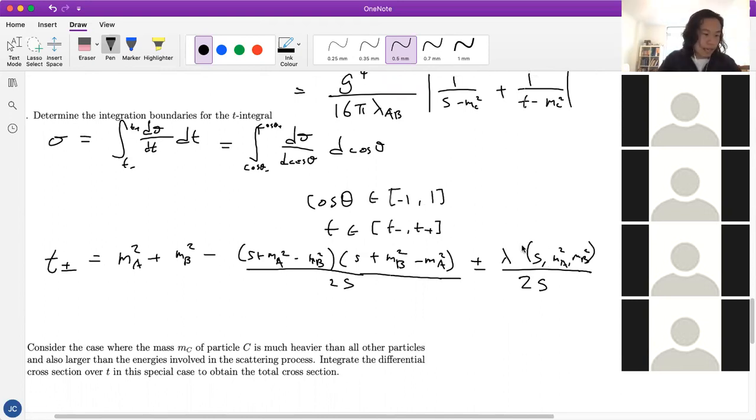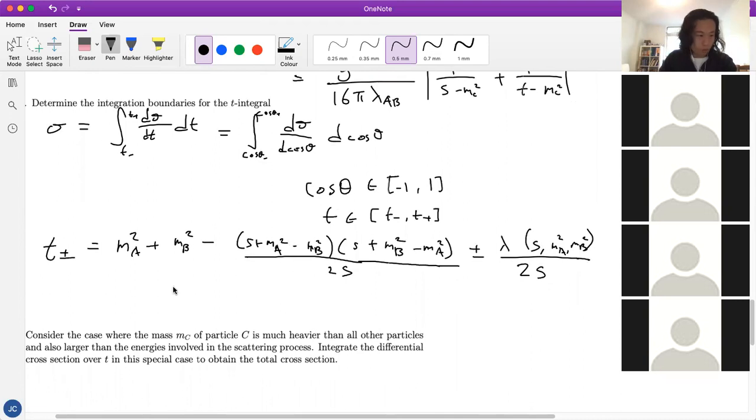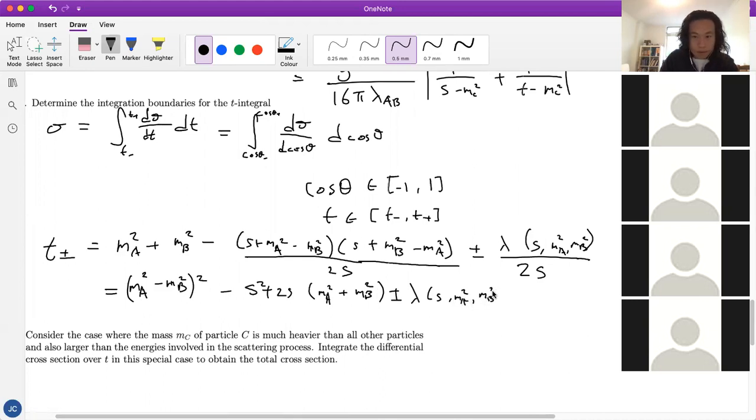Okay. And now this will just be a lot of algebra to simplify it. I'm not going to actually do that by hand. What I do is just put it into Mathematica to simplify this. But just put it in this form first: (ma squared minus mb squared) all squared minus s squared plus 2s (ma squared plus mb squared), and this is all over 2s.